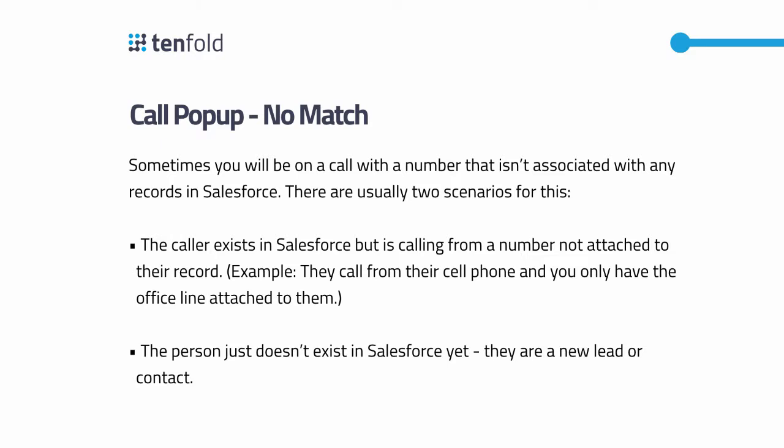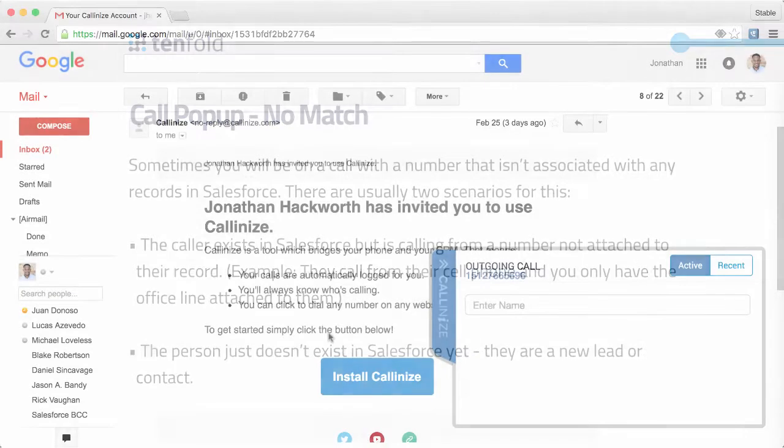Sometimes you'll be on a call with a number that isn't associated with any records in Salesforce. There are usually two scenarios for this. One, the caller exists in Salesforce, but is calling from a number not attached to a record. Or two, the person just doesn't exist yet. They are a new lead or a new contact. With either case, the Colonize pop-up will display the phone number and indicate that there was no match found. There will be a text box you can use to search Salesforce and associate the phone number with an existing record, or you can create a new record.